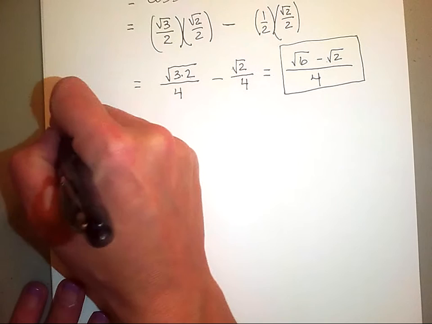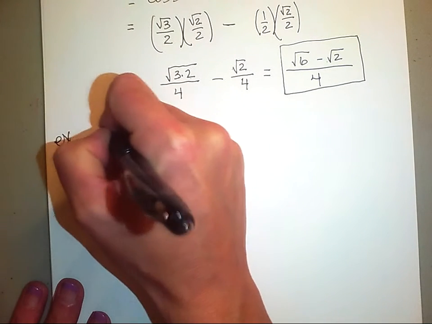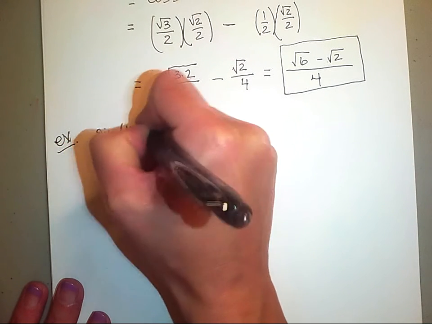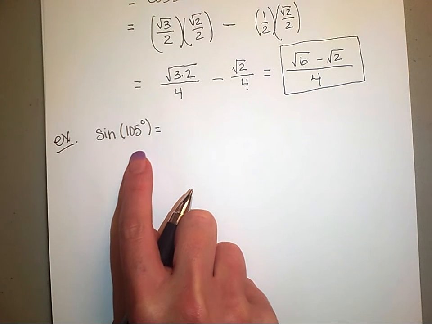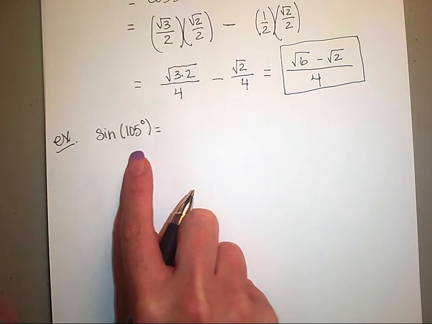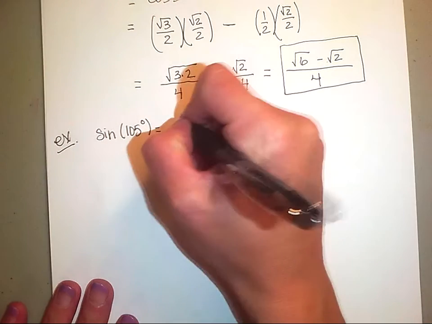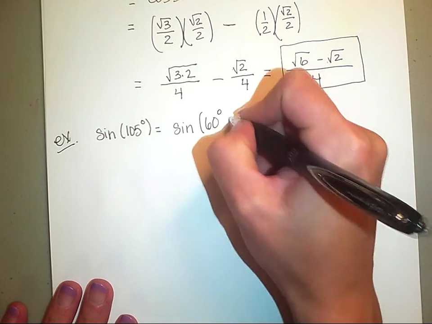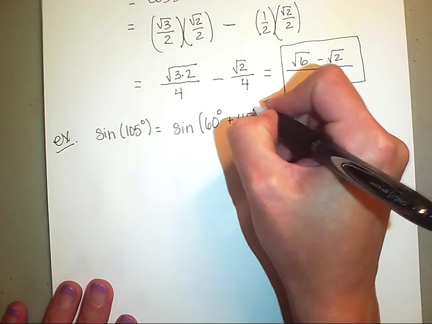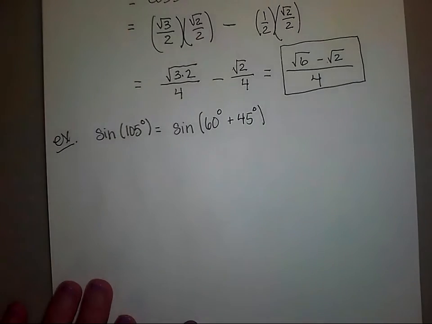All right, let's try another one. Example. Let's find the sine of 105 degrees. Again, this is not on the unit circle. I mean, it's on there, but it's not one of our known angles. So I'm going to rewrite that in terms of two angles that I do know. So 60 degrees plus 45 degrees.